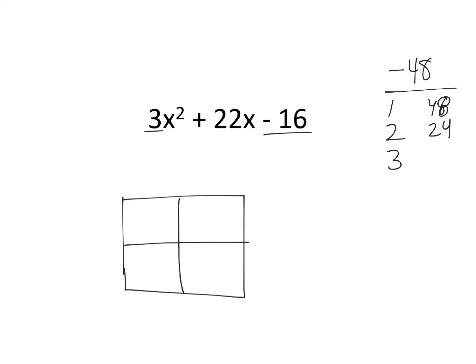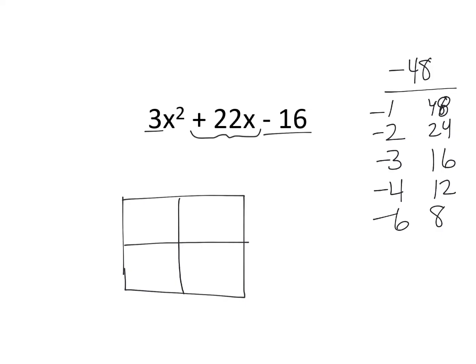3 and 16. 4 and 12. 6 and 8, and I believe I'm done. But one of them has to be negative, one of them has to be positive. So before I rewrite the entire list, I'm going to look and say, hey, that's positive. And that means my bigger number has to be positive. So that means my smaller number has to be negative.